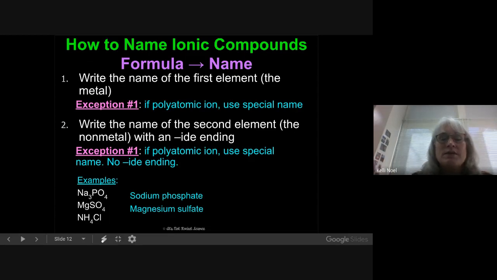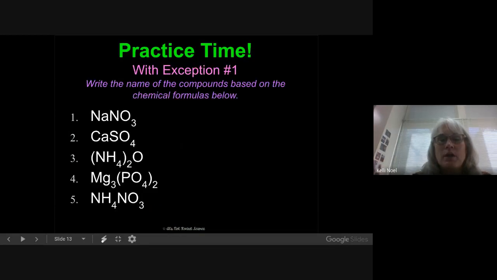Now the third one, this is the ammonium. Notice they're all nonmetals. Well, the NH4 is a positive ion. So this is an exception to metal and nonmetal for the rule here. It's a positive ion and a negative ion. So we're going to use a special name, ammonium. And then chlorine, we're going to change to chloride. So given the formula, you write the name. So here's some examples. Again, use your periodic table.